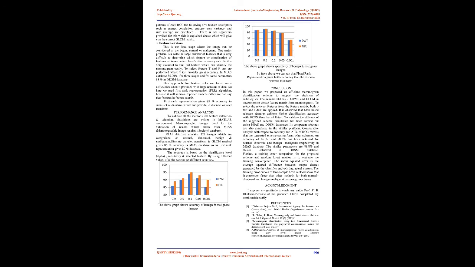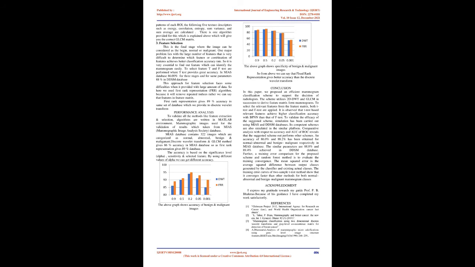Feature extraction. The outputted image contains little energy. Due to this energy, the texture analysis of the image cannot be done. So for these, 3 coefficient matrices are found out, i.e. horizontal, vertical, and diagonal. For analysis of texture patterns of each ROI, the following 5 texture descriptors such as energy, correlation, entropy, sum variance, and sum average are calculated. There is one algorithm provided for this which is explained above, which will give you the correct GLCM matrix.